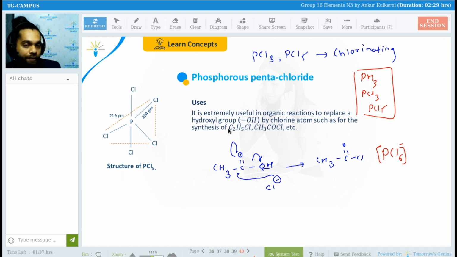PCl6 minus. What will be the hybridization? Correct. And negative means you have to add an electron, the extra electron you have.